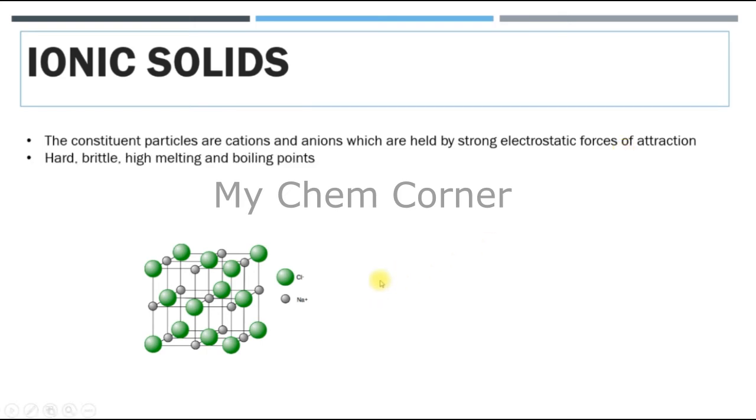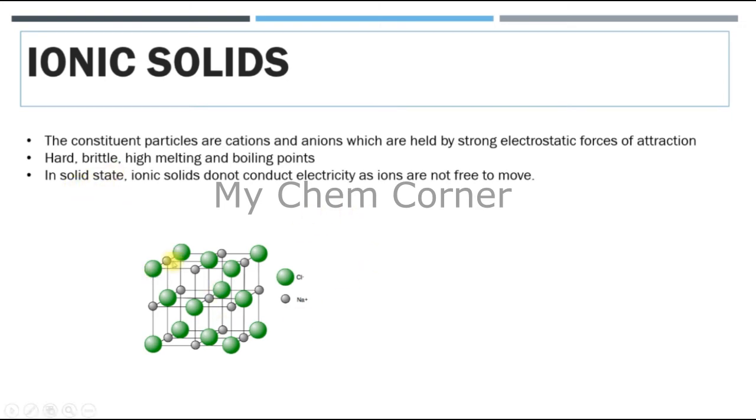Now, here, because the bonding is really strong, they are hard, they are brittle, and they have high melting and boiling points. It's not really easy to get a melting or a boiling point at a low temperature for an ionic solid. You need to heat at a much higher temperature.